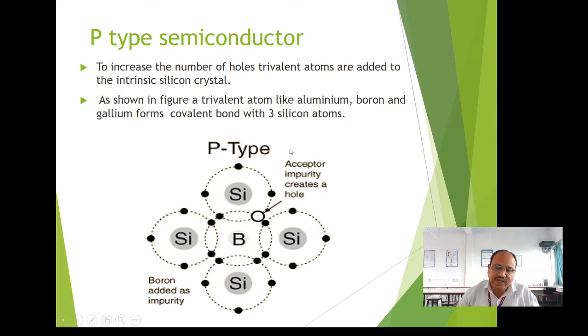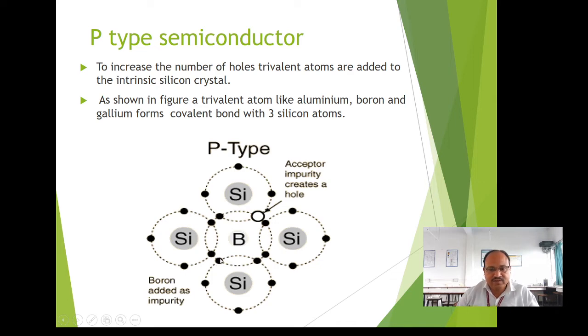In this vacancy, an electron can come. In the sense, this vacancy can accept an electron into it. Therefore, this added boron is creating a hole in the crystal. That's why such impurities which create holes in a crystal are called acceptor impurities. So there are many trivalent atoms like aluminum, boron and gallium. We are using boron.